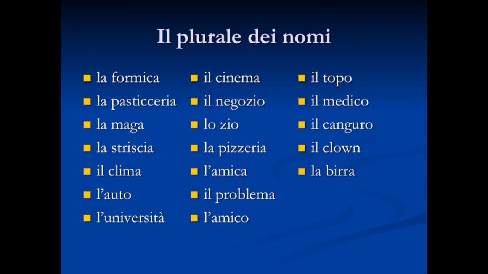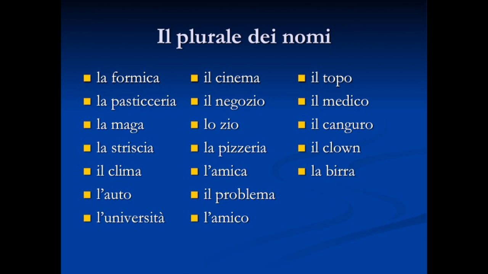Il clima, i climi. This is a masculine word. Remember, the masculine A ending becomes an I. So, i climi. L'auto becomes le auto. Auto is an abbreviated word for l'automobile, so the word itself does not change. However, automobile is feminine, and that's something you would just have to memorize. L'università becomes le università. The article changes, but the ending does not.